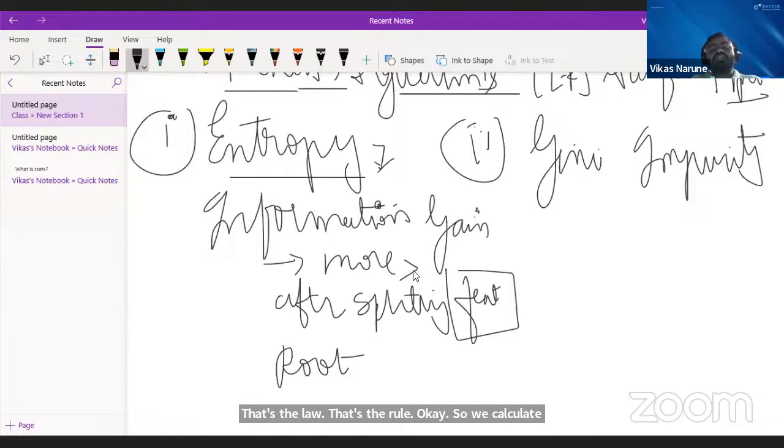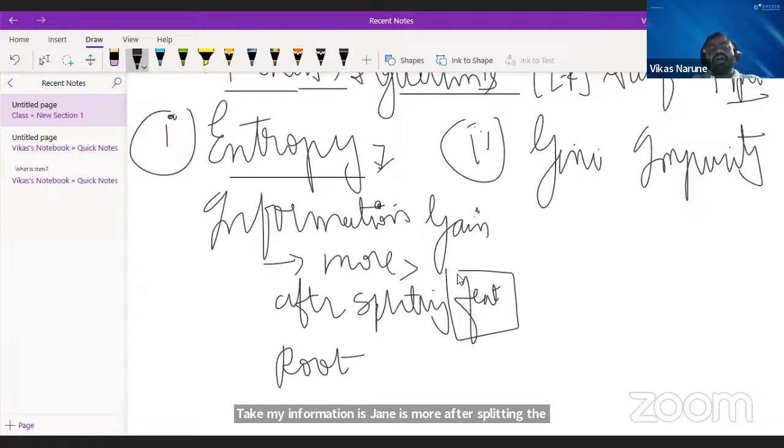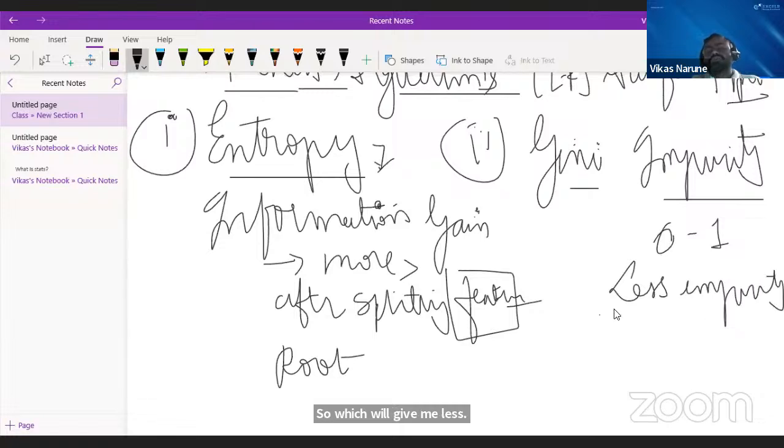If my information gain is more after splitting the decision tree, after taking that node and splitting my data based on that feature, then I will go for that feature. Otherwise I will not go for that feature. That's what it is called. Then Gini impurity lies between 0 and 1. Whichever gives me less Gini impurity will become my root node, guys. That's how it's going to look.